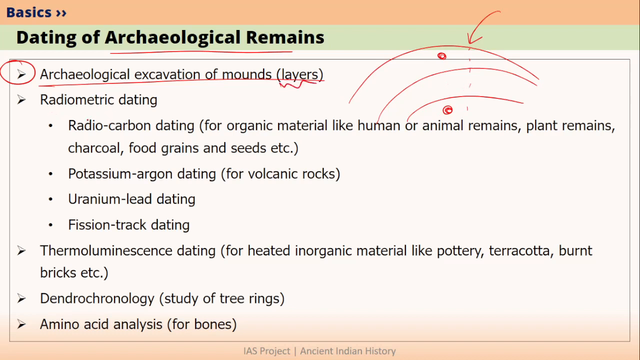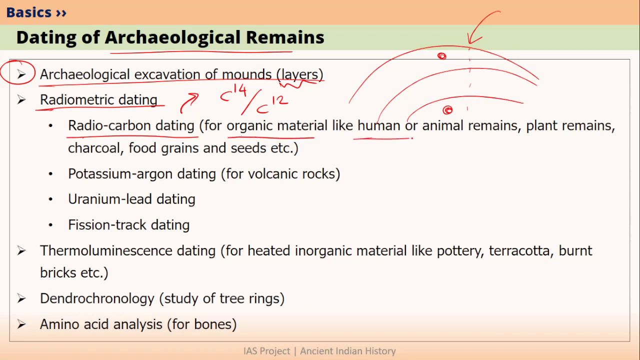The next method, or I should say a group of methods, is called radiometric dating. Within radiometric dating, we have radiocarbon dating. This method studies the composition of carbon 14 to carbon 12 within the test specimen, and then it dates the specimen. You must remember that radiocarbon dating can be used only on dead organic material.